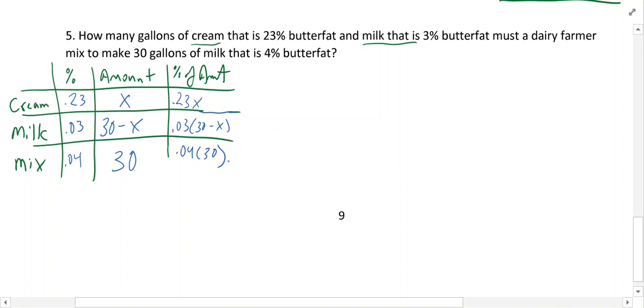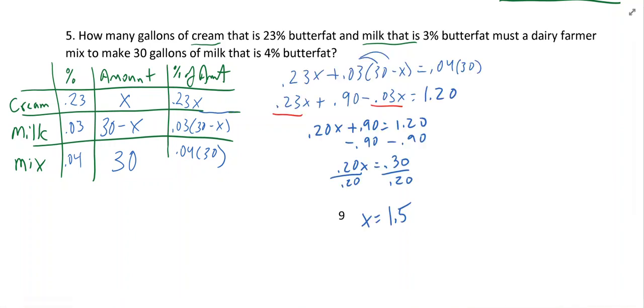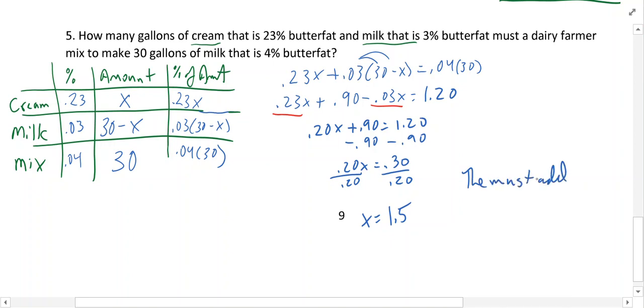So I want you to pause the video and go ahead and solve. Okay, so hopefully you've got x equals 1.5. And since they asked how many gallons of cream they must add, and x was cream, you would say they must add 1.5 gallons of cream.